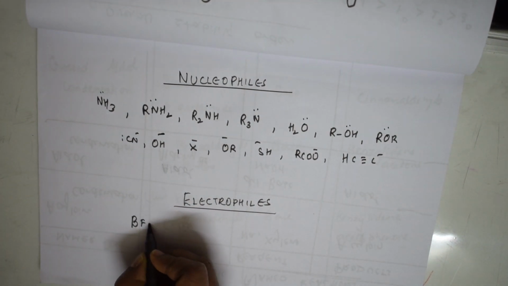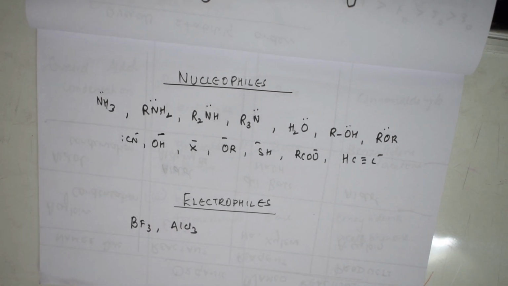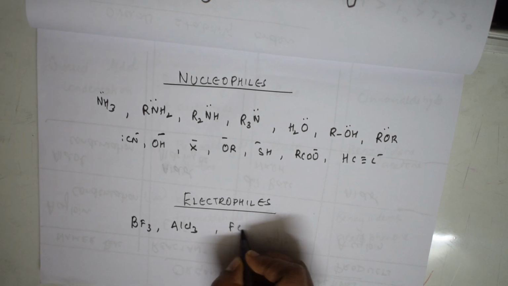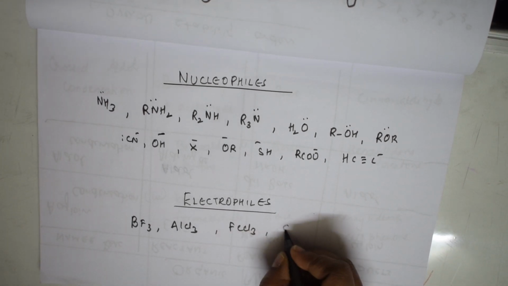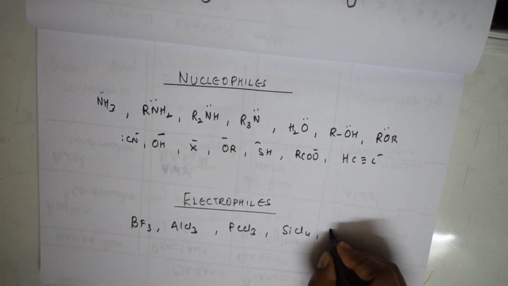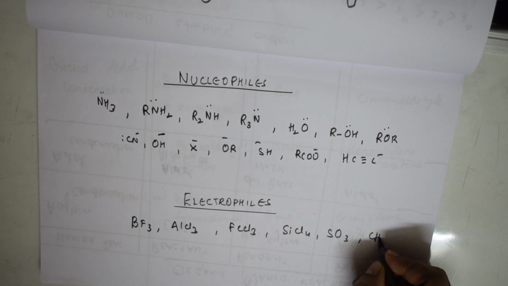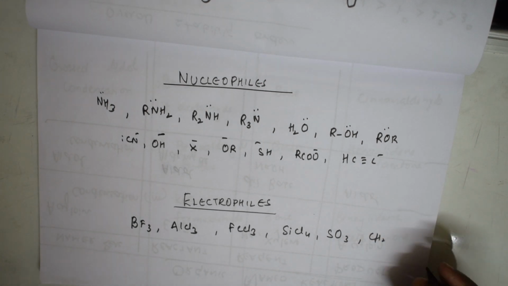We have studied boron trifluoride, aluminium chloride in the Friedel-Crafts reaction, in the presence of a Lewis acid, isn't it? Next comes FeCl3, perfect. Then SiCl4, done. Then comes your SO3, done. Then CH2, yes, it can be a neutral molecule also.